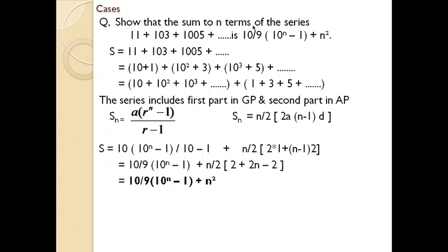See, the question was to show the sum of n terms of the series 11, 103, 105 plus, that is, you will get 10 by 9 into 10 raised to n minus 1 plus n squared. We finally got the answer.